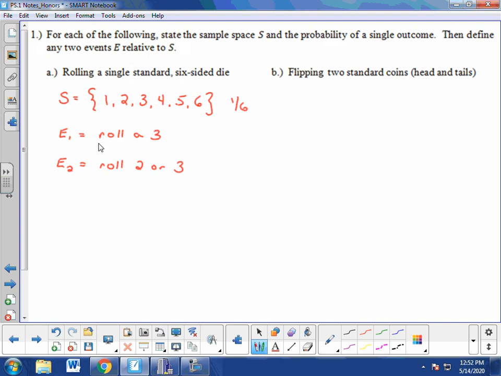Event 1 here is rolling a 3. It's a single outcome. Event 2 is rolling a 2 or a 3. There are 2 different possible ways to get that event, but it would still be a single outcome.